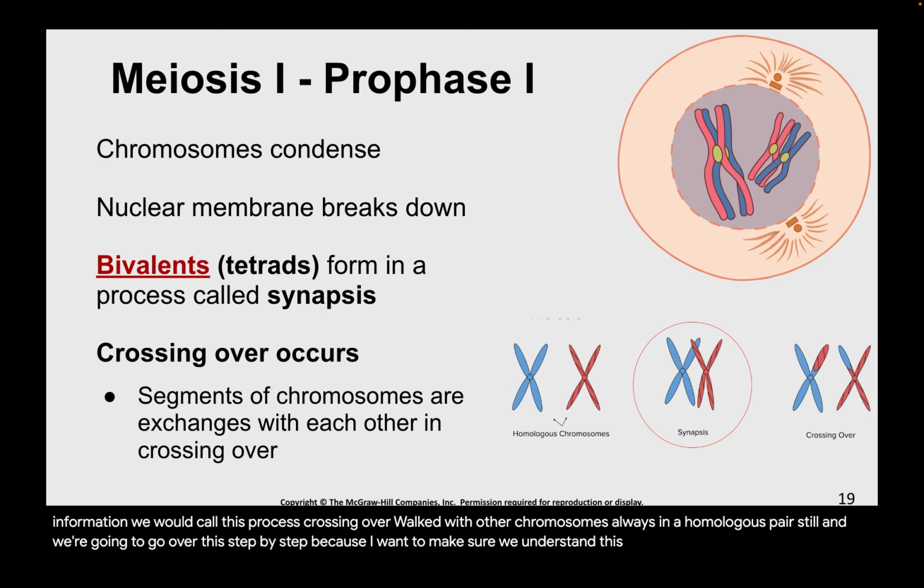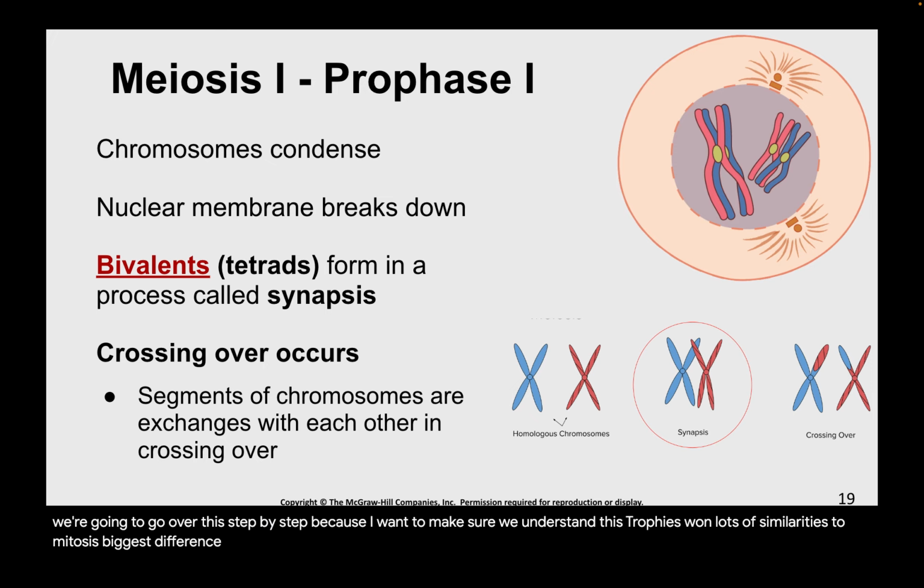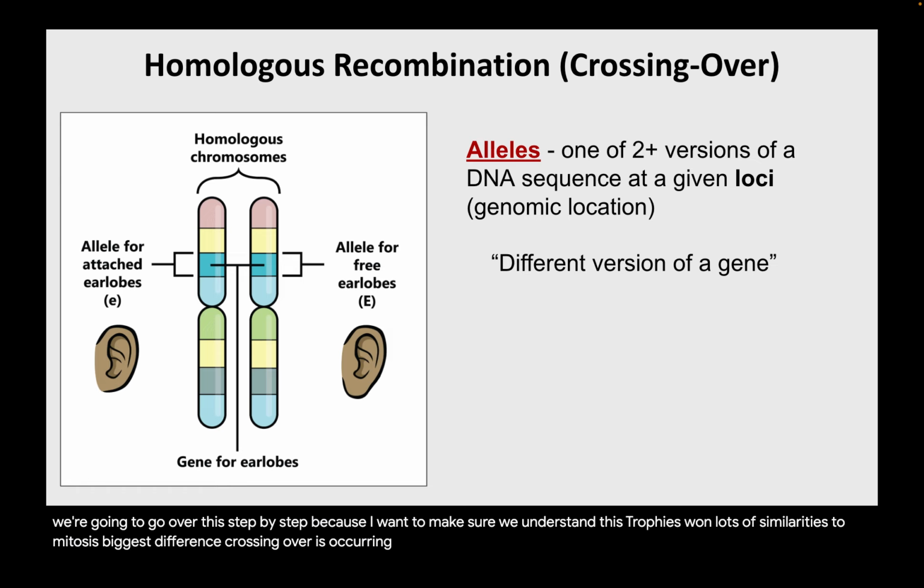All right, prophase 1, lots of similarities to mitosis. Biggest difference, we're forming tetrads. Crossing over is occurring. Let's talk about crossing over.